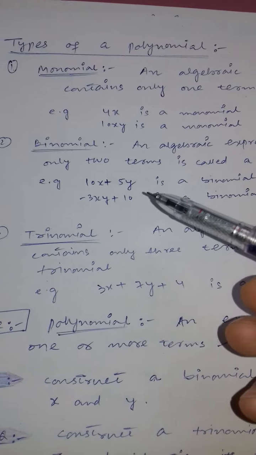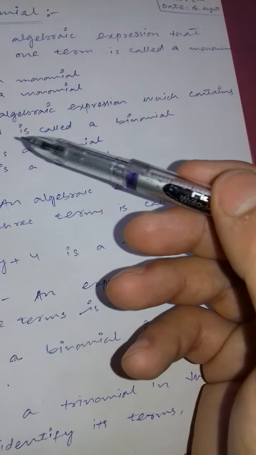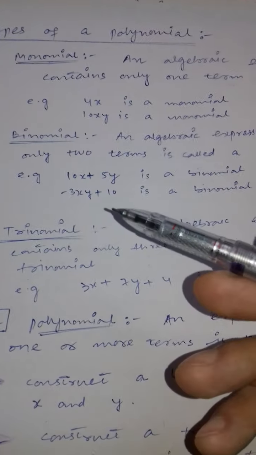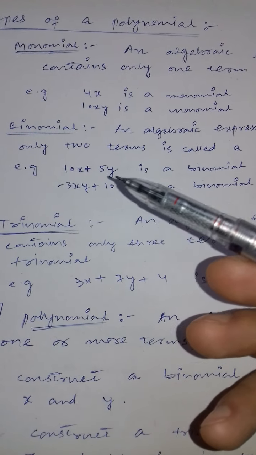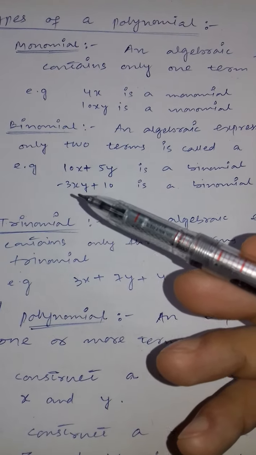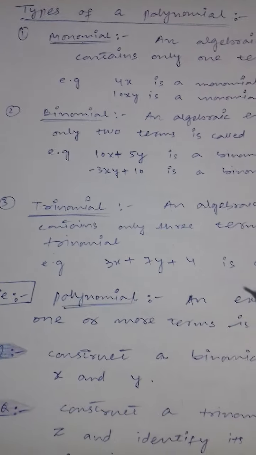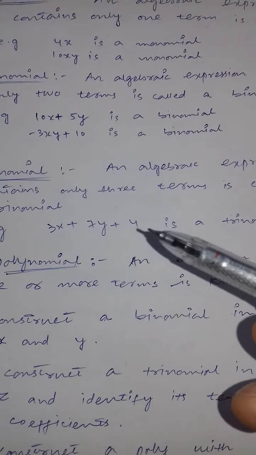Binomial, so definitely it will have two terms. So an algebraic expression which contains only two terms is called a binomial. Example is 10x plus 5y. 10x is one term, 5y is one term, so 1 plus 1 is two terms. So that is why it's binomial. Similarly, this is a binomial. Trinomial, an algebraic expression containing three terms: 3x plus 7y plus 4. Simple.